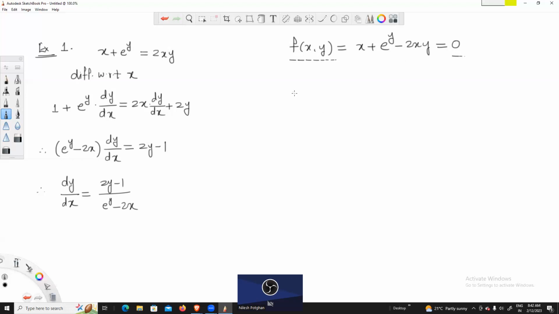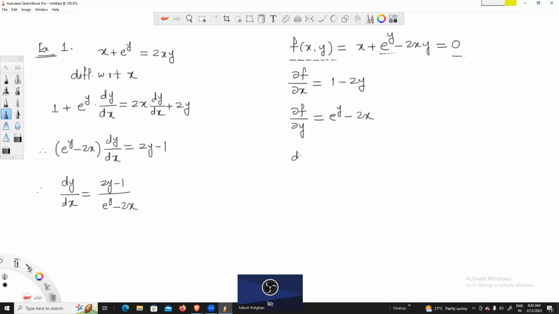Now, according to partial differentiation rules, if you differentiate f with respect to x, del f over del x is 1, and the e raised to y term will be treated as a constant because it involves only y. Here y is constant and the derivative of x is 1, so this would be minus 2y. And if you differentiate with respect to y, del f over del y, this x will be treated as a constant, the derivative of e raised to y is e raised to y, and in the last term x is constant again and the derivative of y is 1, so this is minus 2x.